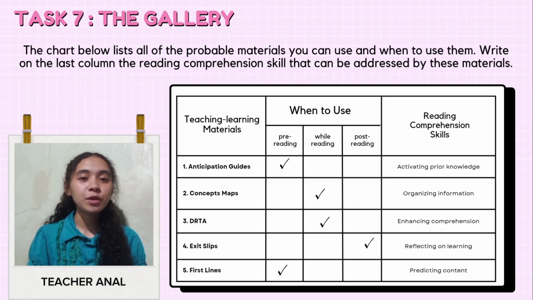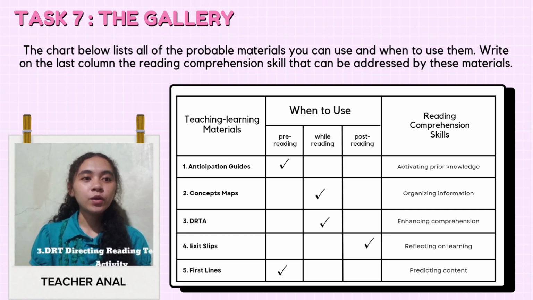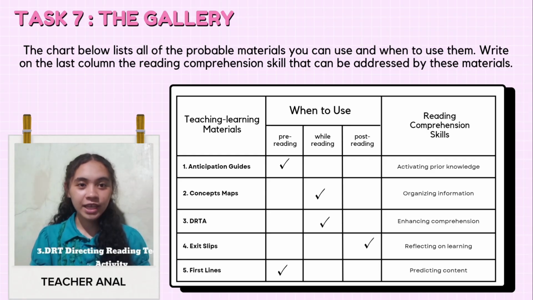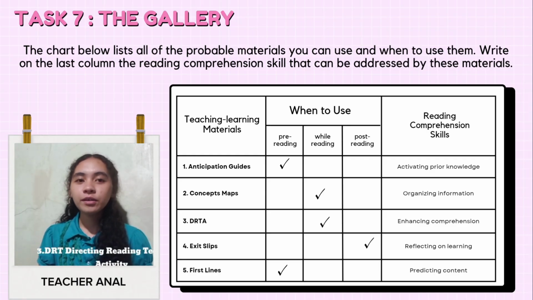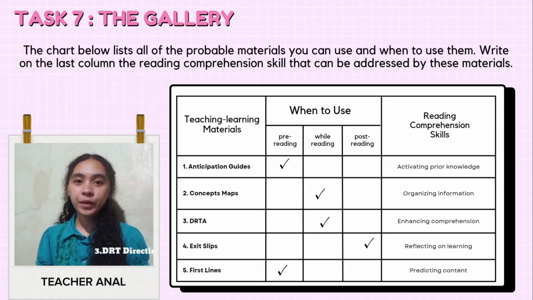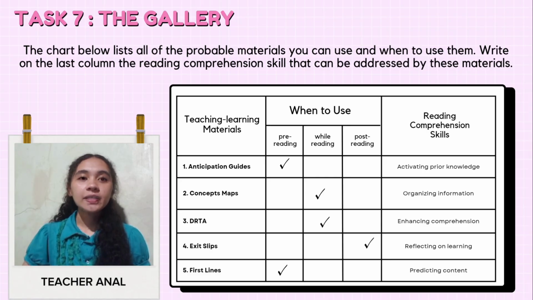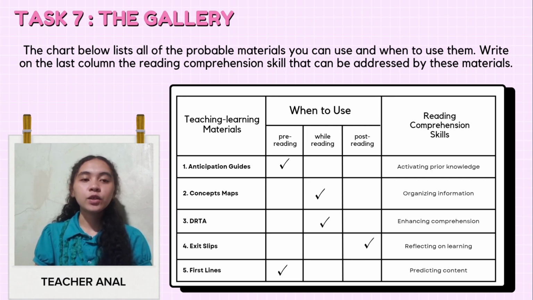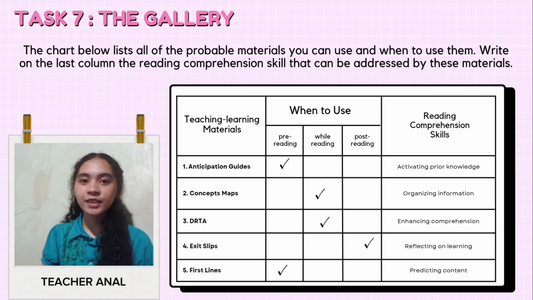So number 3, DRTA or Directed Reading Thinking Activity. When to use: while reading. The reading comprehension skill: enhancing comprehension. The DRTA encourages students to make predictions about the text and then confirm or revise those predictions as they read. This active engagement promotes deeper understanding and critical thinking.